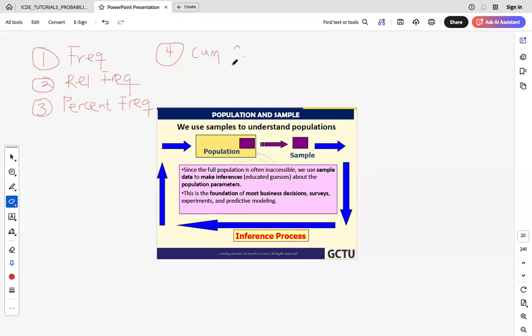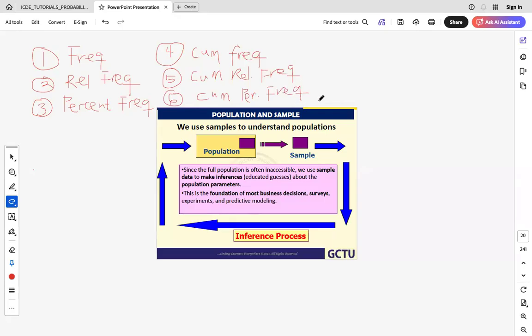Okay, the fourth one is cumulative frequency. The fifth one is cumulative relative frequency. And then the sixth component is the cumulative percent frequency.